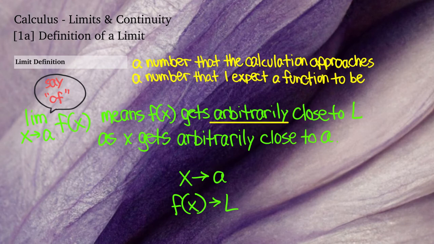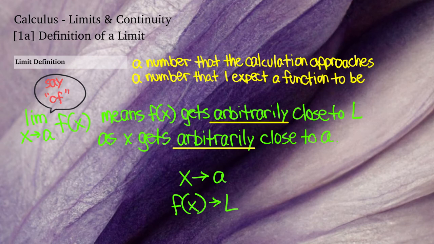Arbitrarily means that x is not approaching a in a very specific way, as in x is not increasing by 1 every time or 0.1 or whatever. It's that if x needs to increase by a smaller and smaller value as x approaches a or gets close to a, then so be it. There's a more formal definition in calculus textbooks, and you could also find it online. I encourage you to check it out.